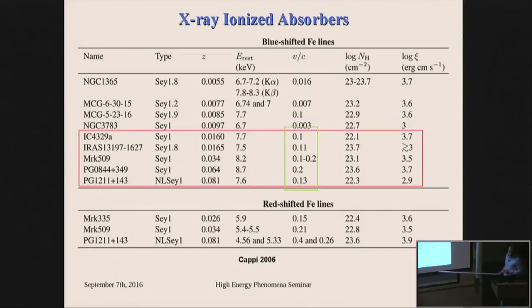Here is a list of well-studied Seyfert galaxies. As you see, ultra-fast outflows with a speed of 0.1 and up to 0.2 times the speed of light are seen mostly in Seyfert 1 galaxies. We also notice that a few of them have redshifted absorbers. A blueshifted absorber could be related to outflow toward us, while a redshifted absorber could be related to infall of matter onto the supermassive black hole.